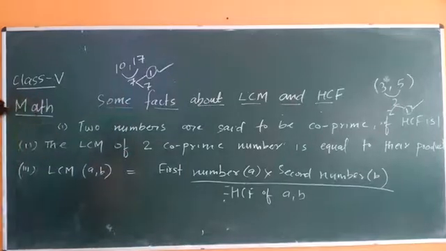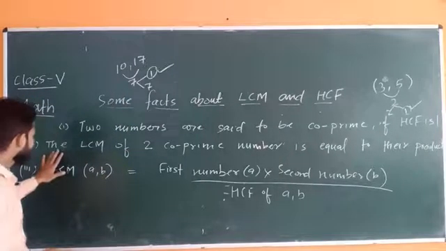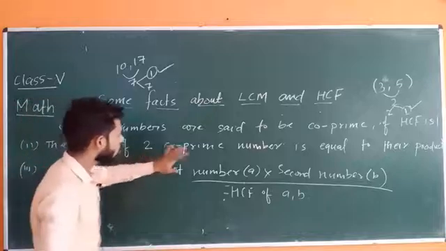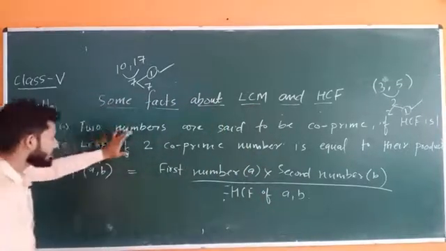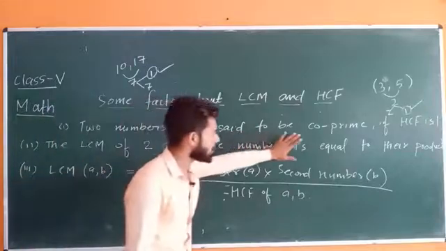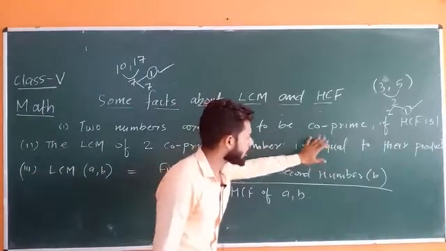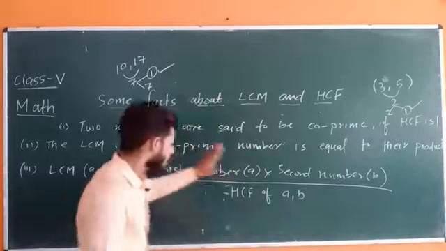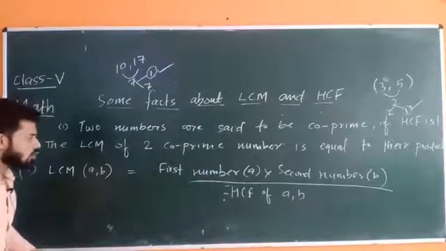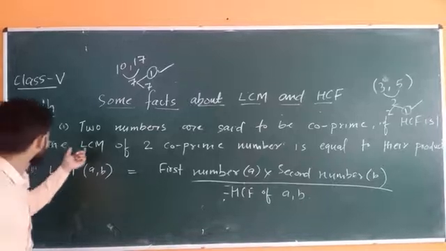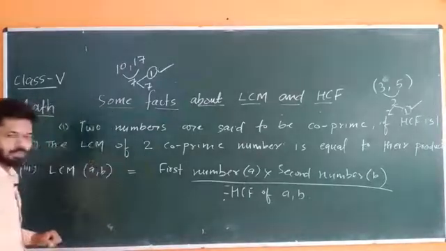Now the second property is that the LCM of two co-prime numbers is equal to their product. Here we talked about LCM and HCF, that two numbers are co-prime only when their HCF is 1. Now co-prime is being related to LCM: the LCM of two co-prime numbers.